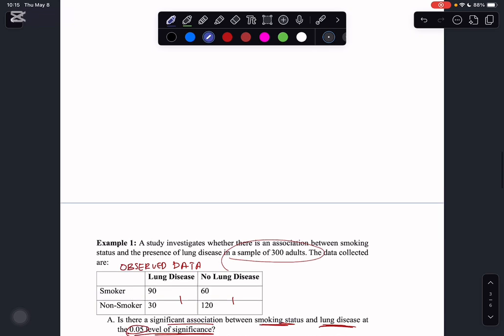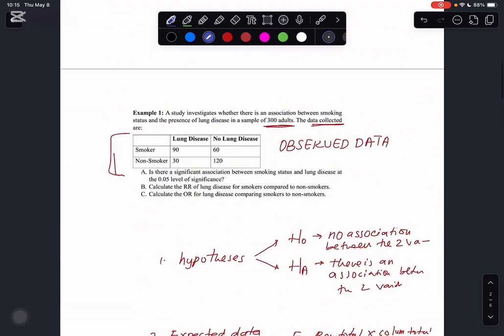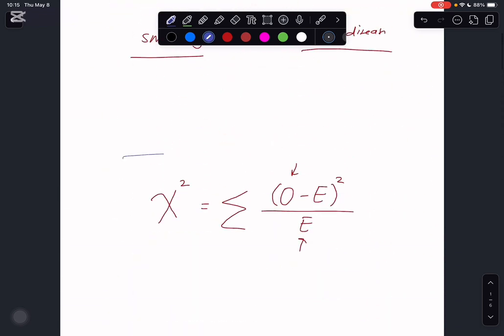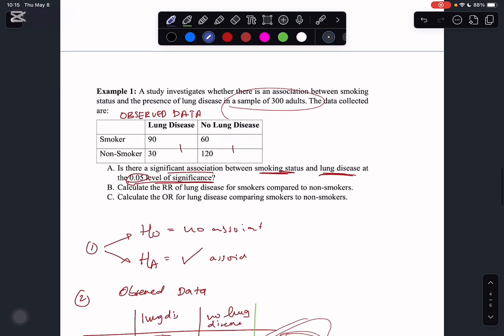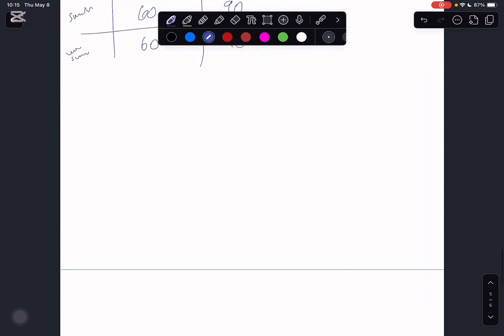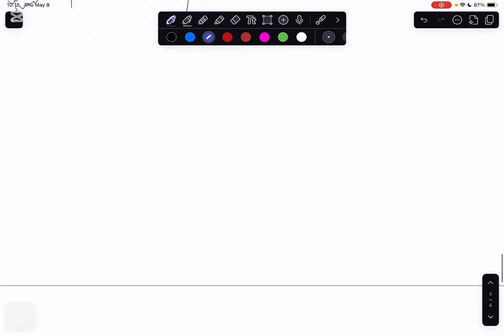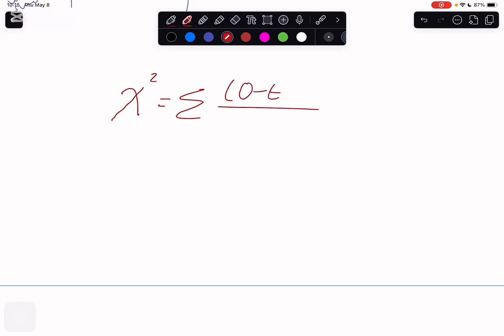Okay, so if we go back, what do we want to get now? We want to get chi-squared, the observed minus the expected. We got the expected just now and we already have the observed. So now I'm just going to do a summation of all of this. It's going to be a lot, but stick with me. So the chi-squared is basically the summation of the observed minus the expected, all squared, over the expected.